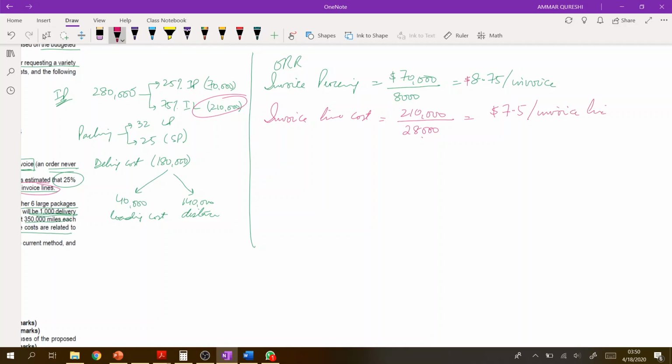This means that if you buy one medicine from the store from the company, then you will have one invoice line. So the company will charge $7.5 to the customer. If you buy 10 different medicines from the company, then there will be 10 different invoice lines. Each drug will have one specific invoice line, right? So the number of invoice lines will be 10, so the total cost will be 75 with respect to this invoice line cost, right?